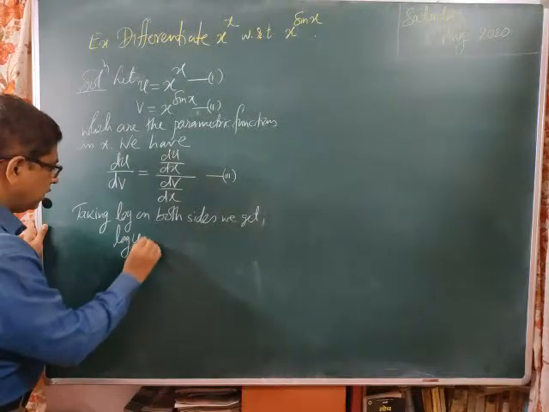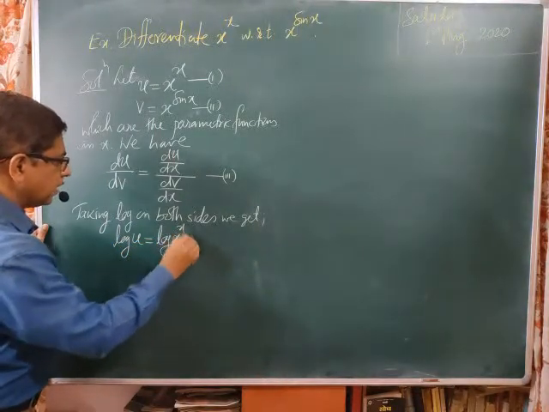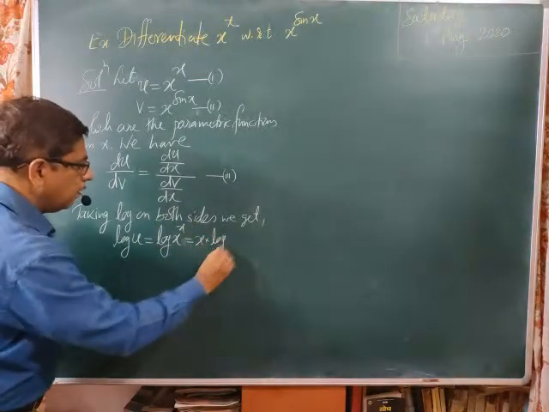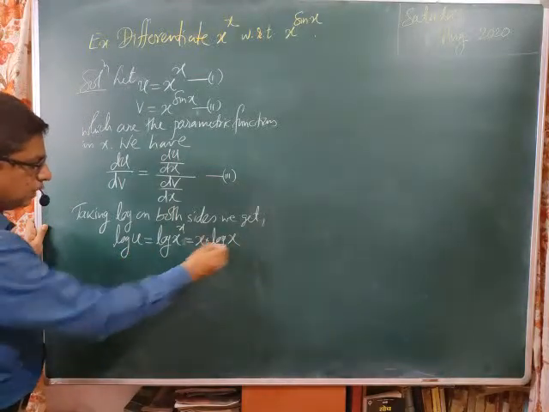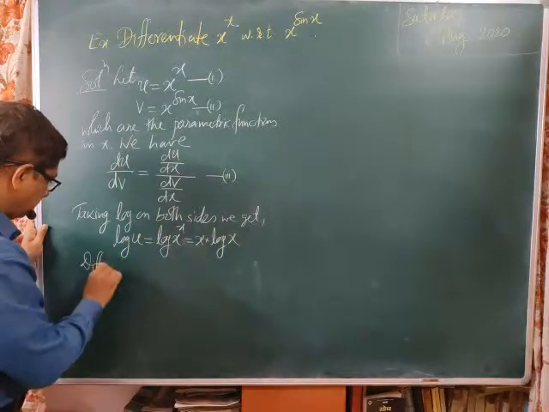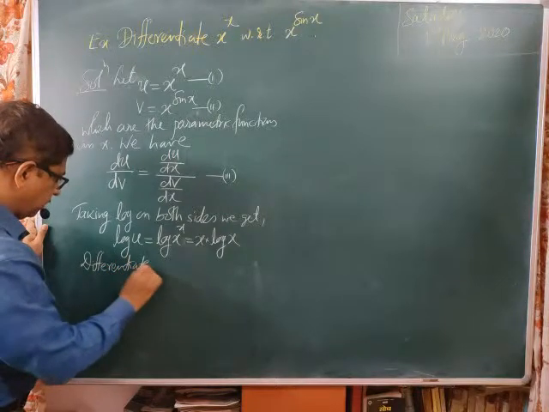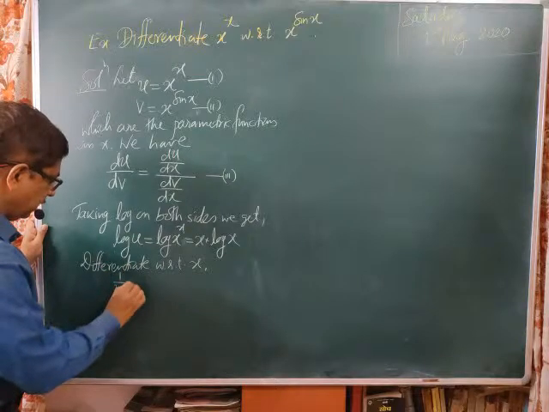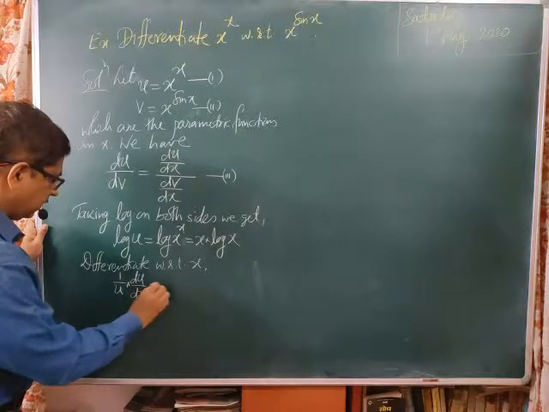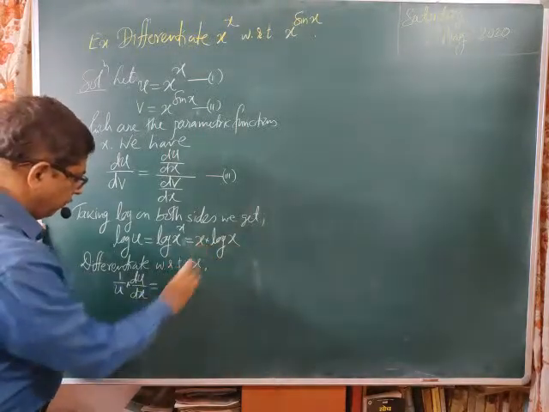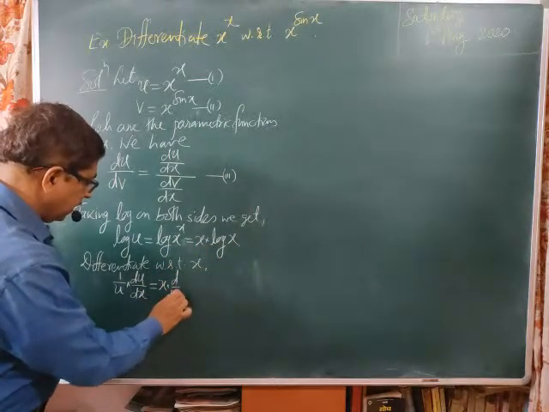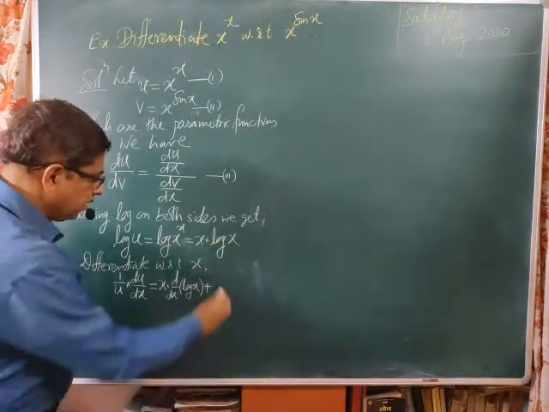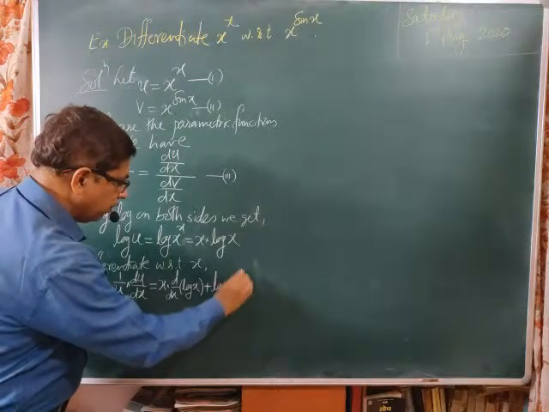log of u is equal to log of x raised to x. Now this can be written, as per the log property, as x into log x. So we are getting log u is equal to x into log x, and differentiate this. So we get 1 upon u into du by dx is equal to, product rule: first term as it is into derivative of second, plus second term as it is into derivative of first.